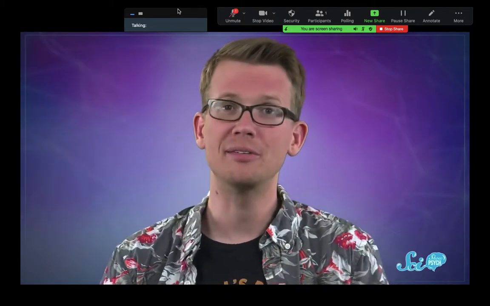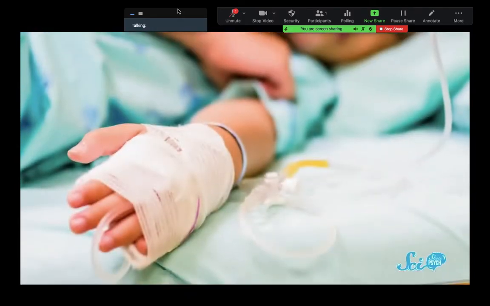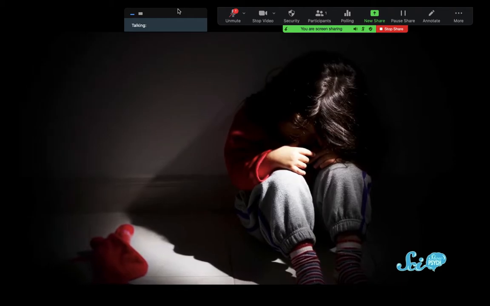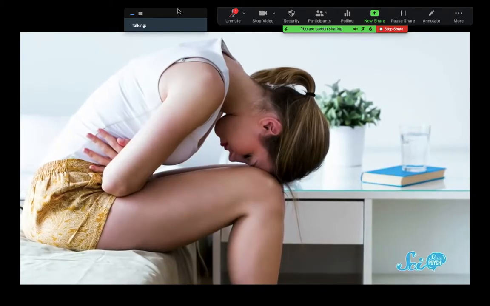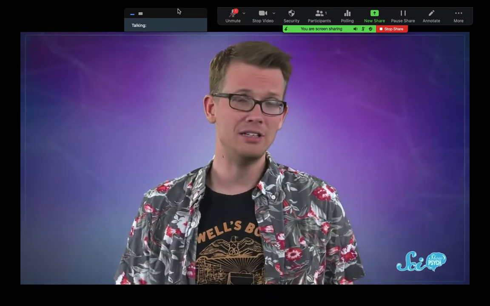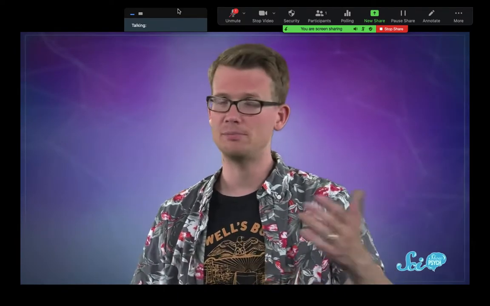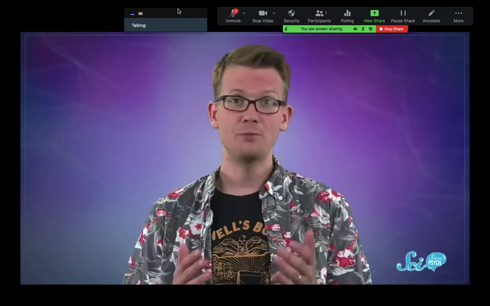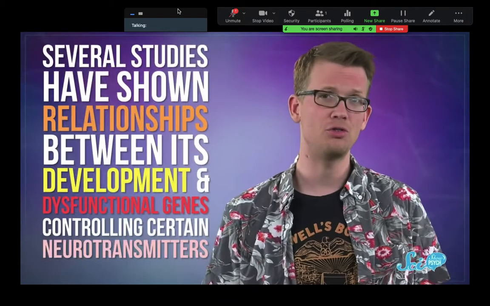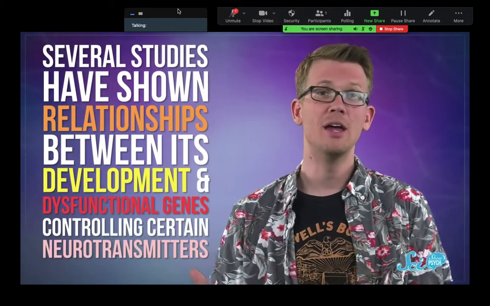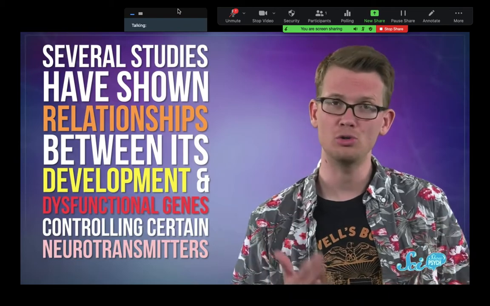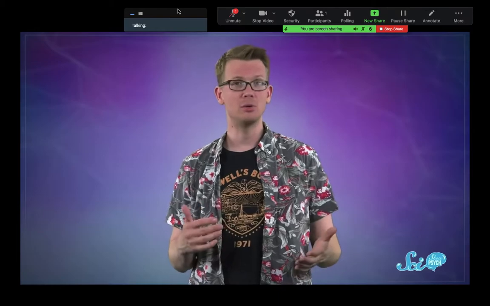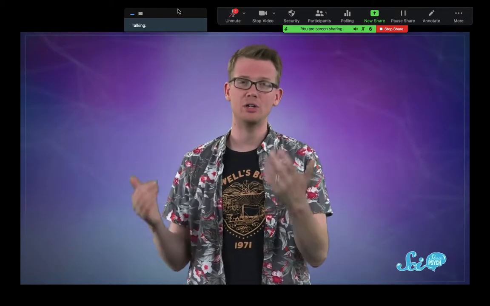The most famous ones are psychological or environmental. For example, those who've had significant physical injuries or experienced psychological trauma, especially in childhood, are more prone to developing fibromyalgia. To be clear, though, that definitely does not mean that everyone with fibro has experienced trauma in their lives. It's just one risk factor. Another major one is genetics. Fibro runs in families, and several studies have shown relationships between its development and dysfunctional genes controlling certain neurotransmitters, specifically serotonin, dopamine, and norepinephrine. So getting a diagnosis isn't always easy, and neither is figuring out what causes the disorder.